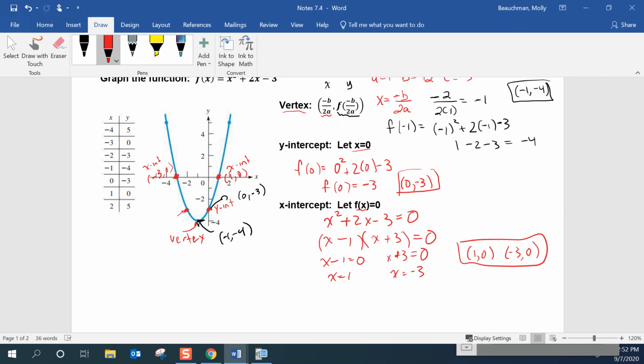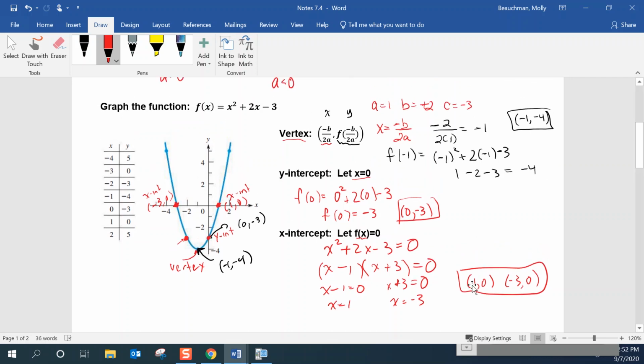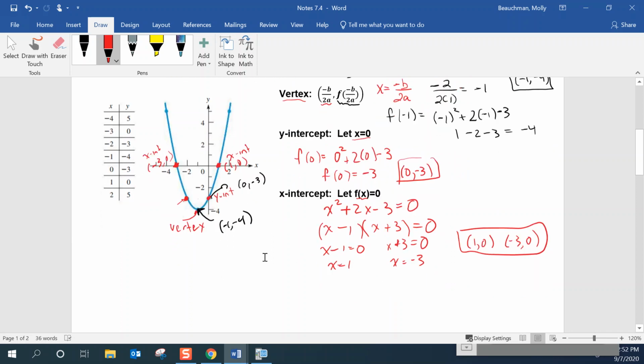So you can find the vertex, the y-intercept. Once you have the y-intercept, you have its reflective point because it's symmetric. And then if your graph does cross the x-axis, then you can also find the x-intercepts. Okay? So remember when we talked about solving quadratics? In this case, I had two answers.